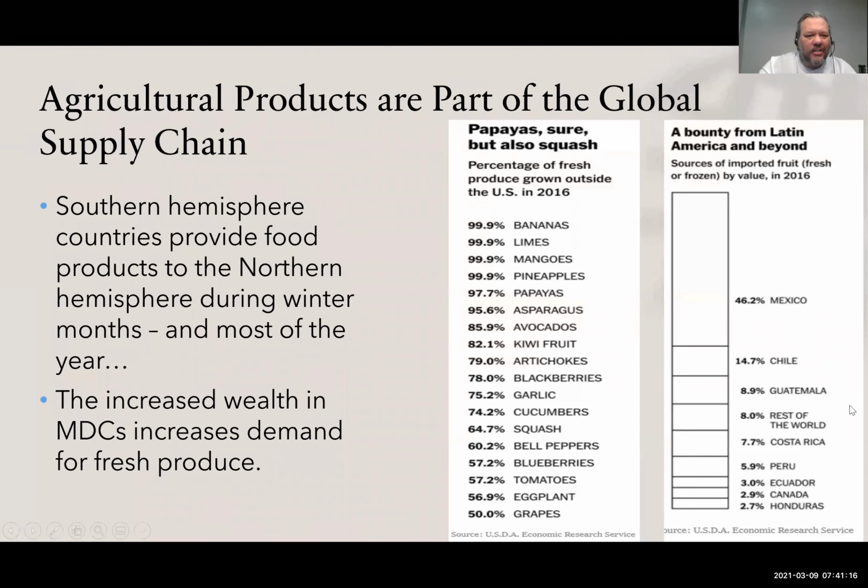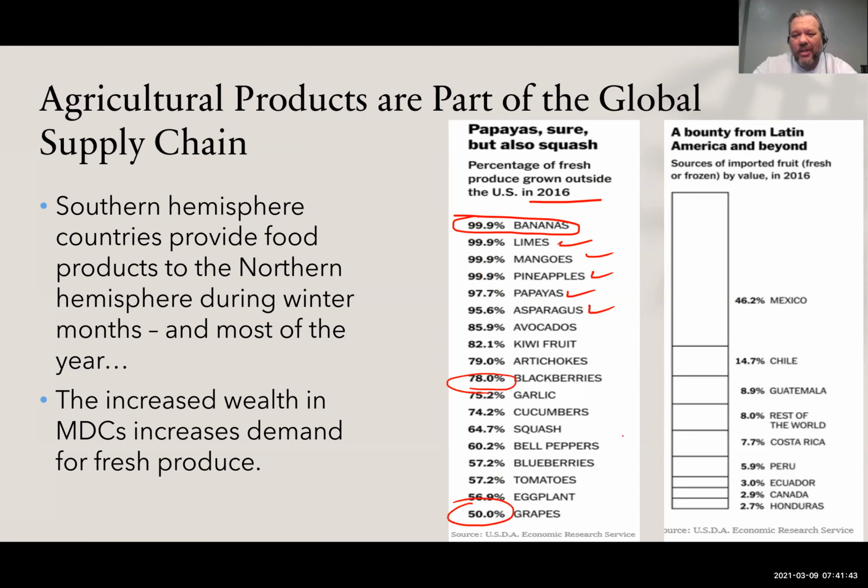All right. And so this is agricultural products as part of our global supply chain. This is stuff that we import in the U.S. And so in 2016, 99.9% of all the bananas that we ate in the U.S. came from other countries. All right. Same with limes, same with mangoes, same with pineapples. Papayas are way up there, asparagus. And so you can kind of go down and take a look. 78% of the blackberries, 50% of the grapes. So if you like to eat any of this stuff, you are benefiting from global trade.